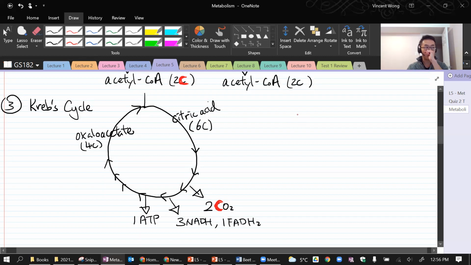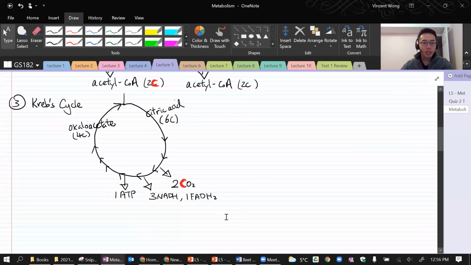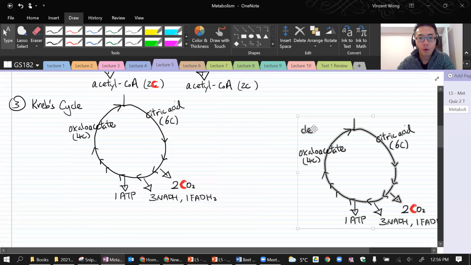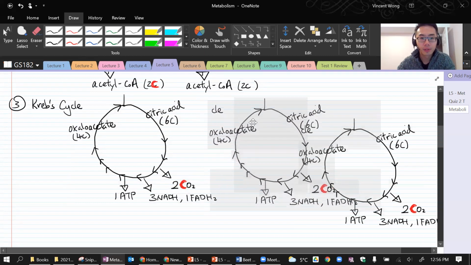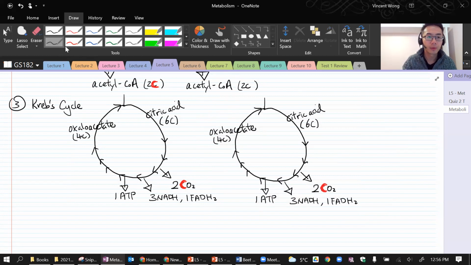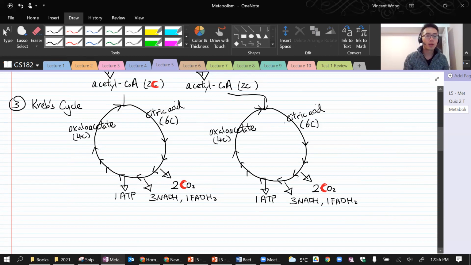Any questions so far? Okay, so the exact same thing is going to happen for the other acetyl-CoA, like this. So in total, for 1 glucose, the cycle will spin 2 times.